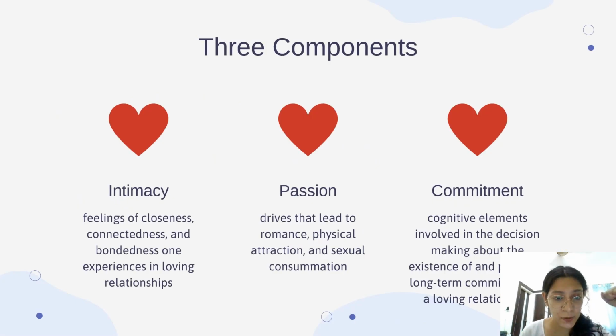So there are basically three components of love that Sternberg talks about. The first component is intimacy, the second is passion, the third is commitment. Intimacy is the feeling of closeness, connectedness and bondedness that one experiences in loving relationships. It is basically that sense of warmth that you feel in a relationship. It's that emotional connection that you feel with somebody in a relationship.